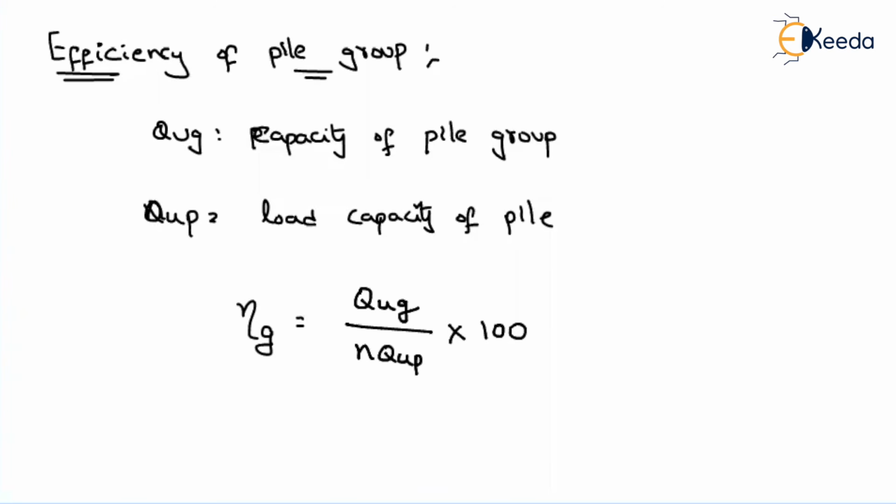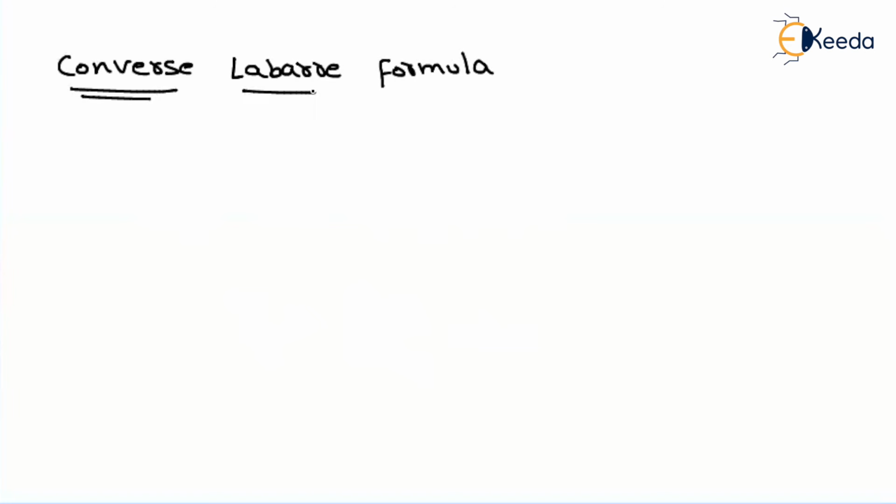So this is in general. There is another formula, based on which we can also find out the pile group capacity, that is the Converse-Labarre formula. In the previous case, we have to find out the load carrying capacity in group and also the single pile load carrying capacity. But by using this relation, we can find out the efficiency of a group based on the spacing and also the diameter of the piles.